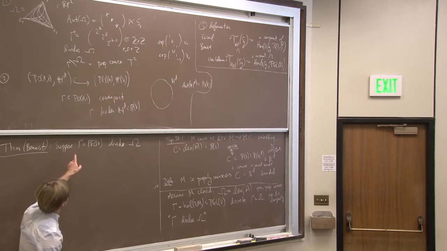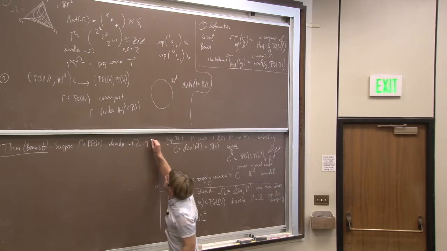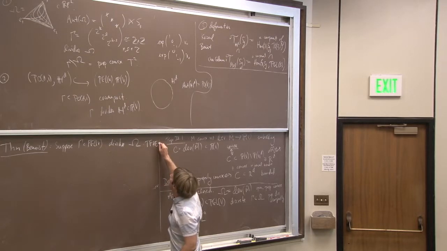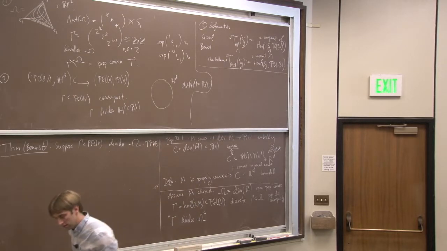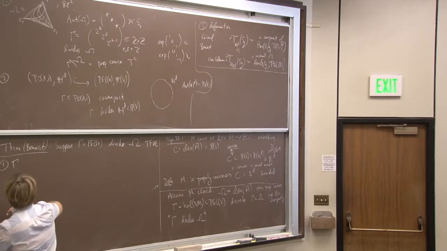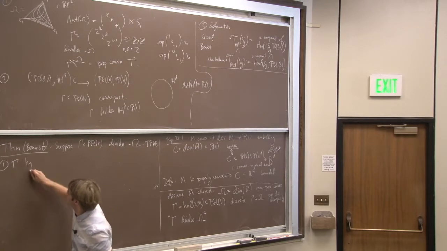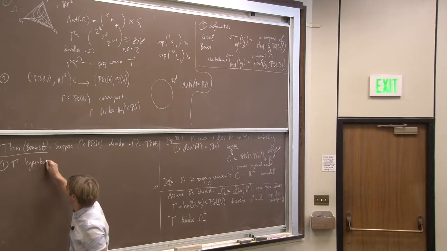All right. So suppose gamma divides omega. Then the following are equivalent. And let me get the order of these things right. OK. 1. So this is slightly different than the order I used before. I'm sorry, but there's a reason. OK, gamma is hyperbolic.